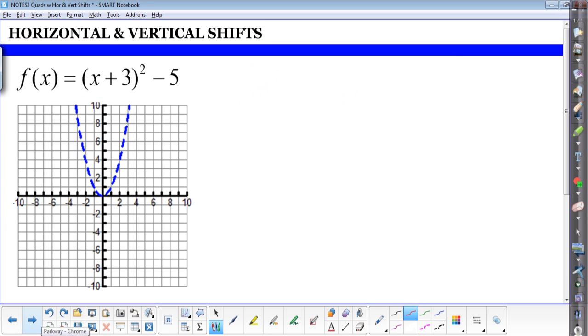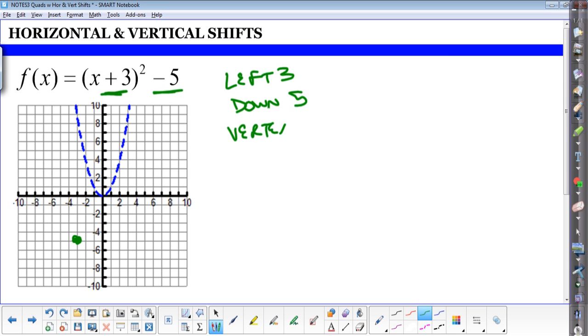Finally, one more. What do you notice? Hopefully, you notice that I have both a horizontal and a vertical shift. Using your rules for absolute values, adding 3 on the inside is shifting to the left 3, and subtracting 5 on the outside is shifting down 5. So if I go left 3, down 5, my vertex is at -3, -5.